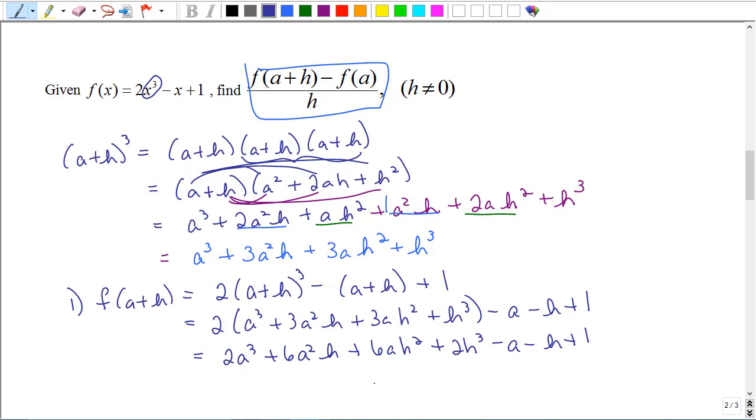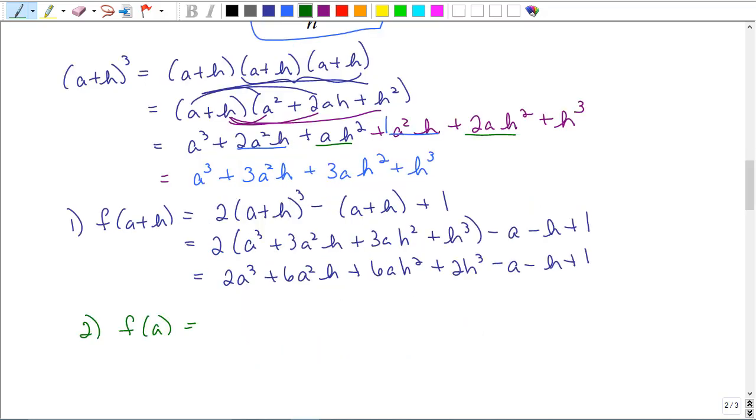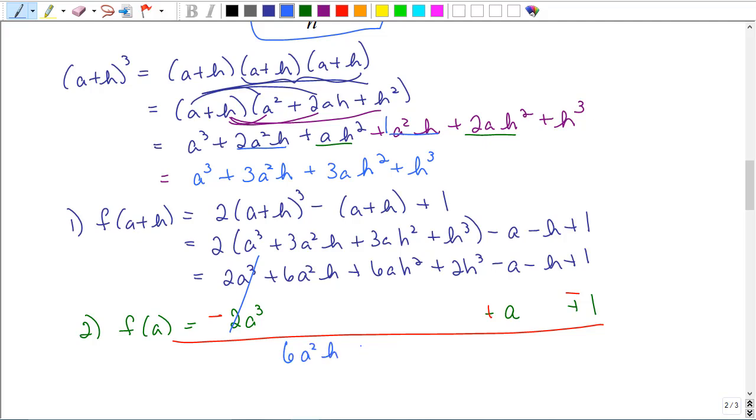And wow, okay, what's the next thing I need to do? I need to subtract f of a. Okay, so subtracting it, change sign, change sign, change sign. So that's going to be 0. I have 6a squared h plus 6ah squared plus 2h cubed minus h.